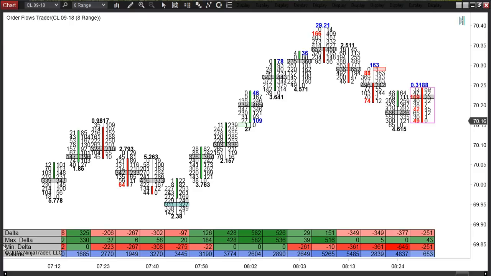The way I like to describe it is, order flow is a tool. Okay, it's not a red light, green light trading system, as some people have you believe. And as a tool, it's going to help you as a trader.